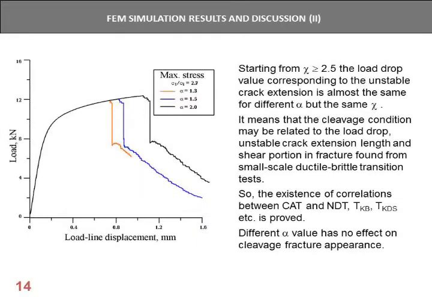Starting from He equal to 2.5, the load drop value corresponding to unstable crack extension is almost the same for different alpha, but the same He. It means that the cleavage condition may be related to the load drop. Unstable crack extension length and shear portion in fracture are found from small-scale ductile brittle transition tests. So, the existence of correlation between crack arrest temperature and NDT, TKB, TKDS, and so on is proved.